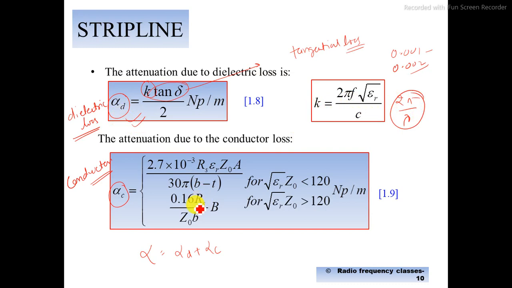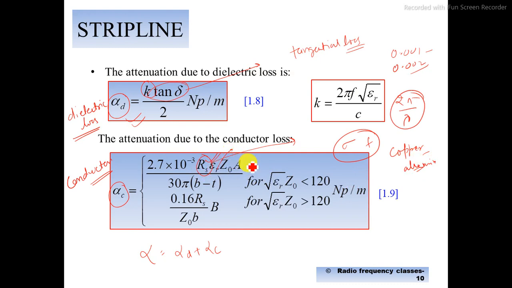It is very easy. Now moving on to alpha c, again it has conditional formulas. It means it is a curve fitting formula. It is not directly derived with mathematics, but gives around 1 to 2% error, and gives approximately fine results for the calculation. So now 2.7 into 10 to the power minus 3 Rs is nothing but the surface resistance, which can be easily calculated using the formula. If you know the conductivity and the frequency, you can calculate the surface resistance. In most cases, surface resistance will be defined for copper or aluminium, whatever we are using. For all those things, this will be defined.